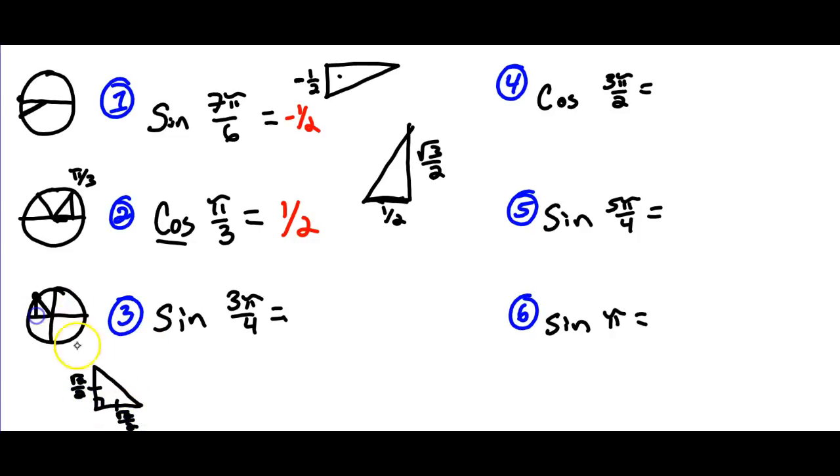Now because it's right here, this side is negative. Not that it matters in this case because we're talking about sine, which is the vertical distance. So it's going to be this as our answer right here, positive square root of 2/2. If I was asking for the cosine of 3 pi/4, it would be the negative square root of 2/2. Let's look at the cosine of 3 pi/2.